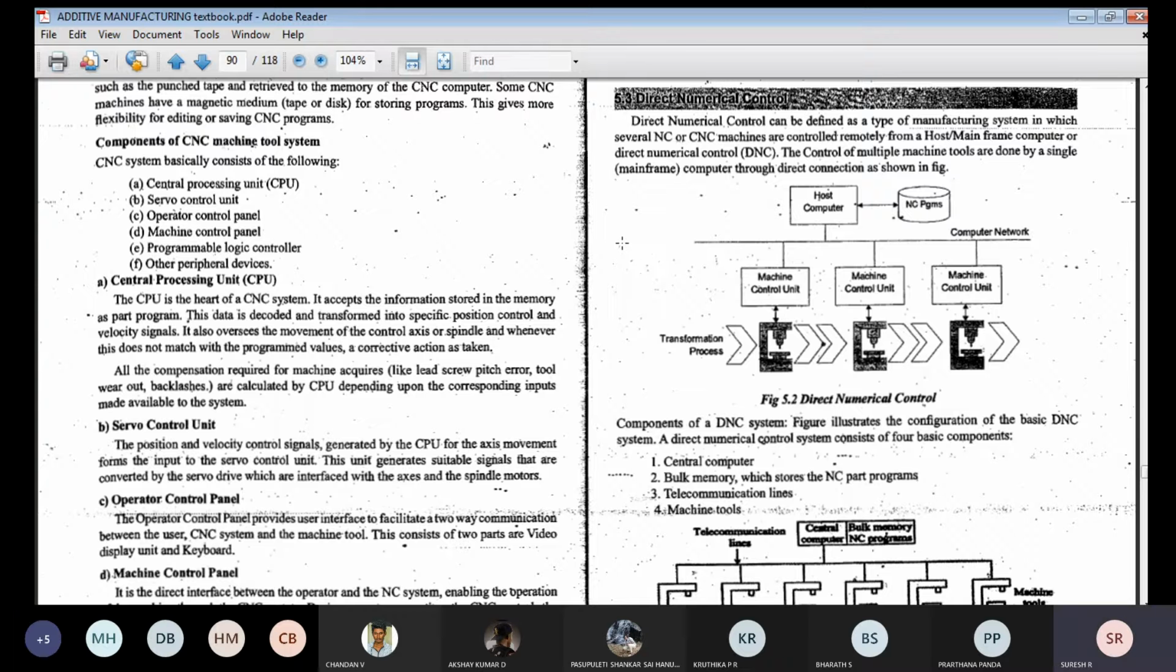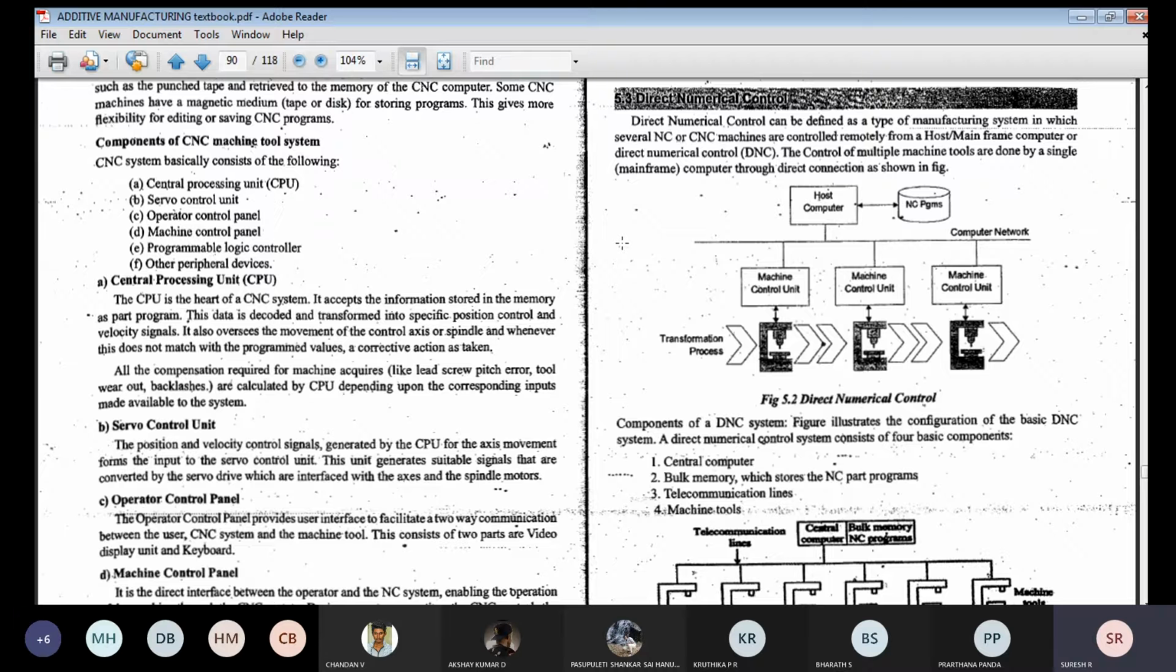In case of the CNC machine, transferring the machining instructions is possible. Whereas in case of the DNC, it can manage the information distribution to a number of machines. That's another major difference between the CNC and the DNC machine.